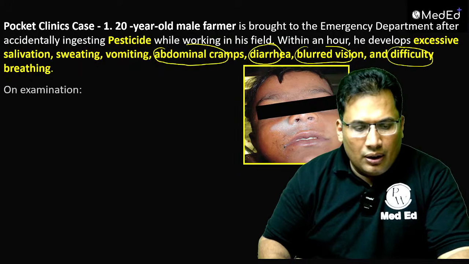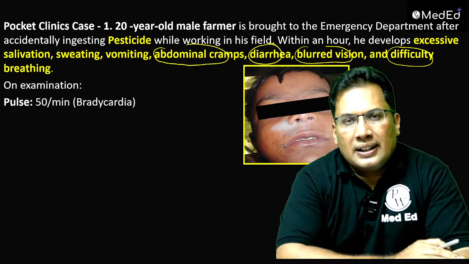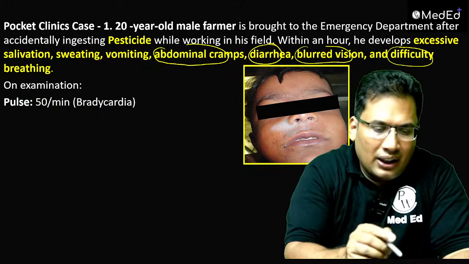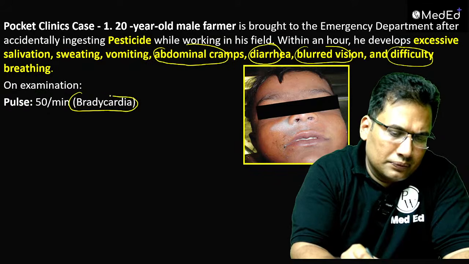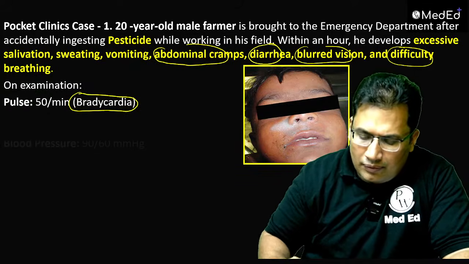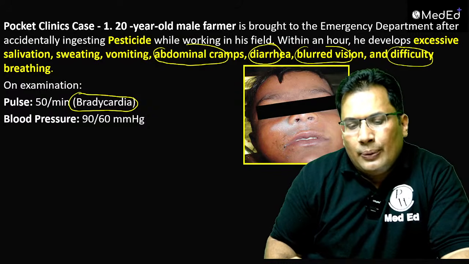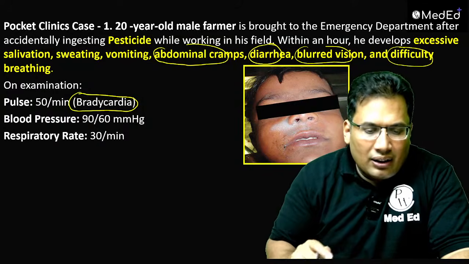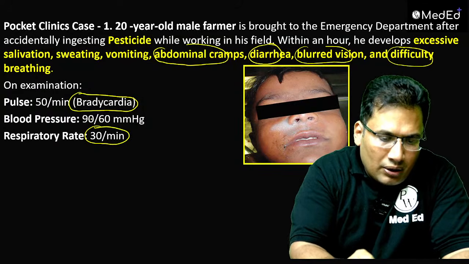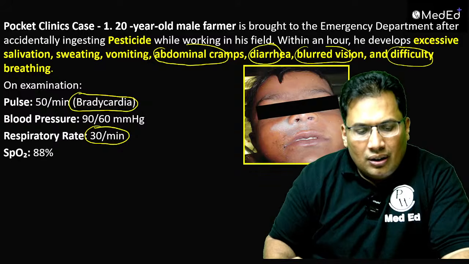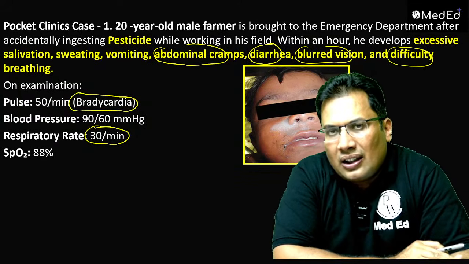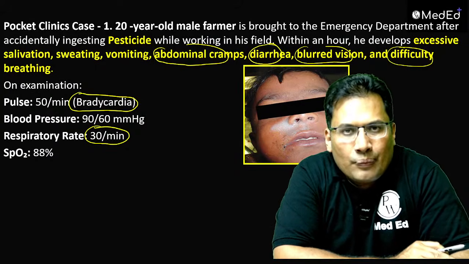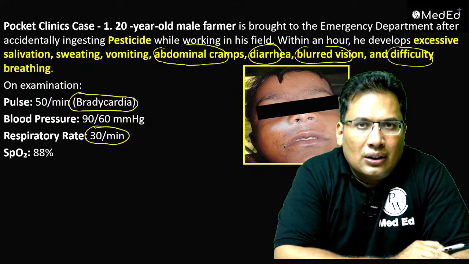On further examination, the pulse rate is 50 beats per minute, so there is bradycardia. Blood pressure is 90/60, there is hypotension. Respiratory rate is 30 cycles per minute. SpO2 is around 88%, which means there is hypoxia and hypercapnia.